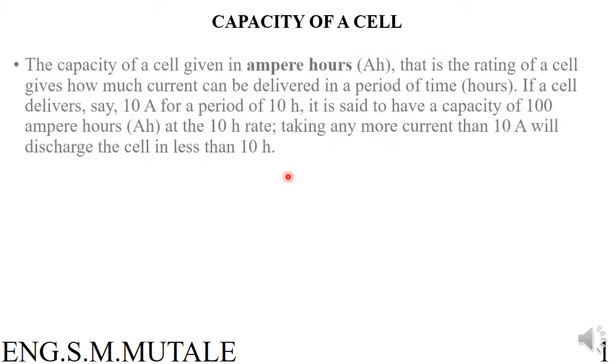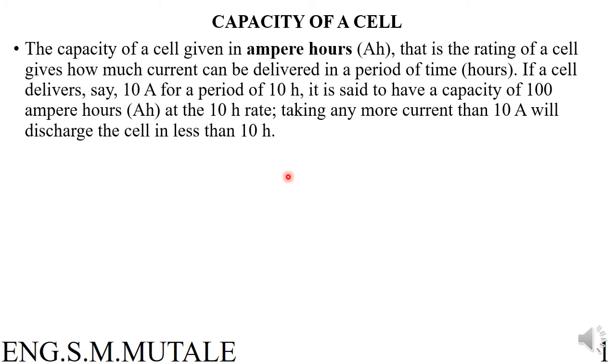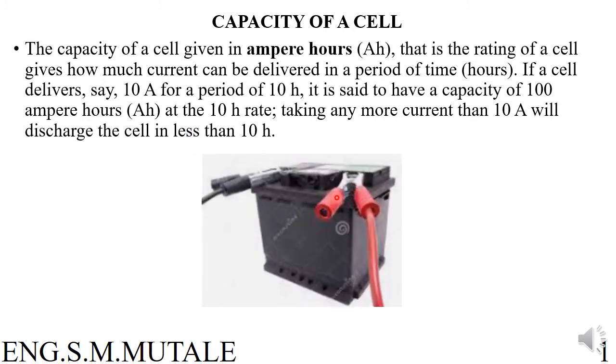Capacity of a cell. The capacity of a cell, which is given in ampere hours, is the rating of a cell. It will give you how much current can be delivered in a period of time. So it's just a product of current and time consumed. You are supposed to measure the current used over a period of time. The current is in amps and time is measured in hours. So it's just a representation of a battery.